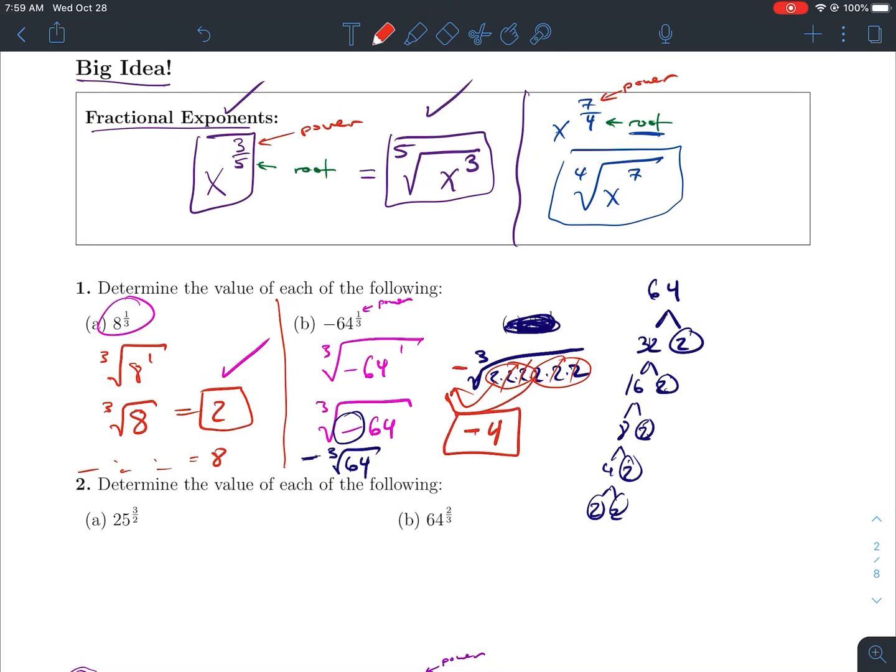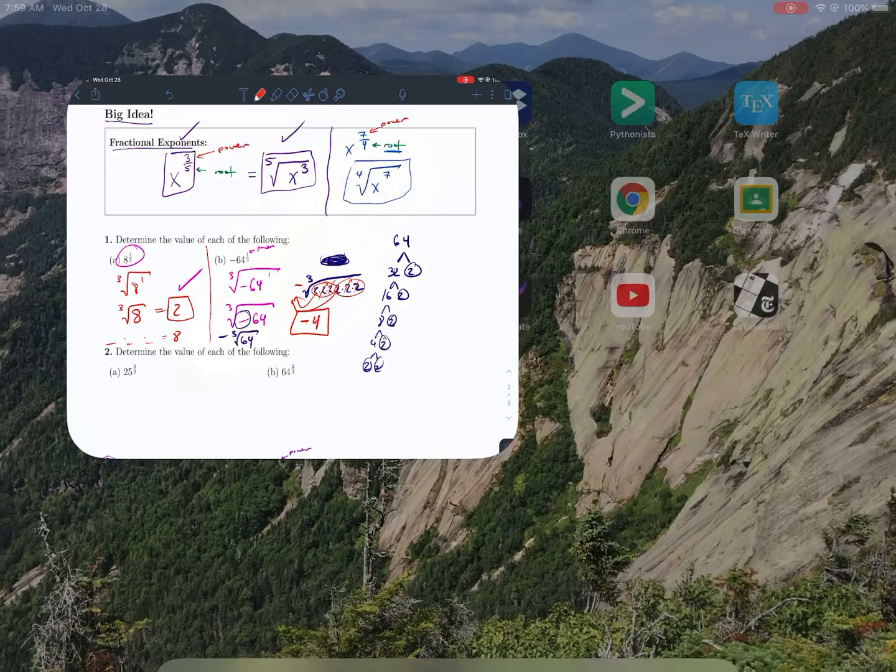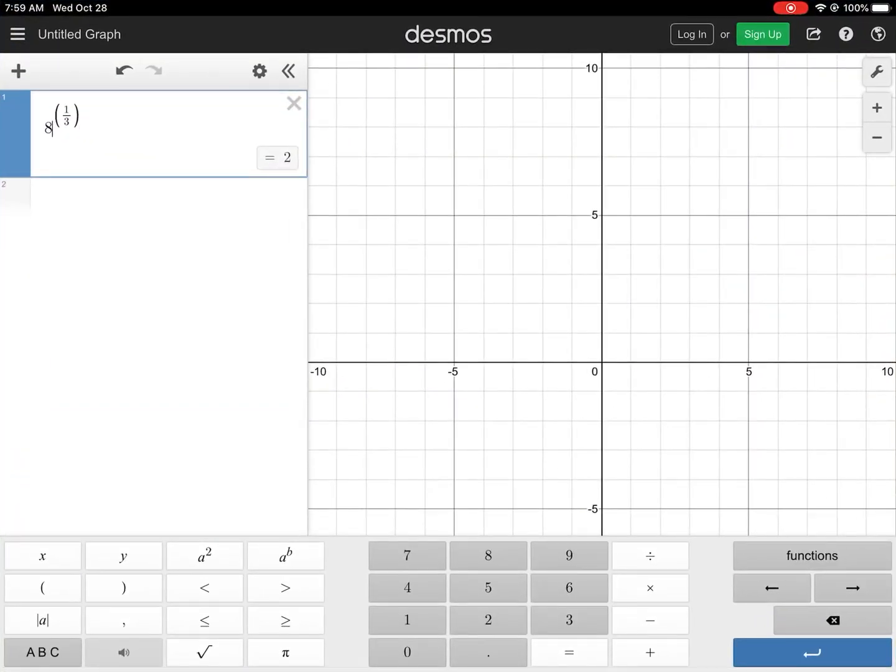And we're done. Make sure when you're typing these into your calculator to check these, you would actually have to put the whole of negative 64 in parentheses. Let's see if it will let me do this. Okay, cool. The whole of negative 64 in parentheses all to the 1/3 power, because you want to include that negative sign inside of the power.